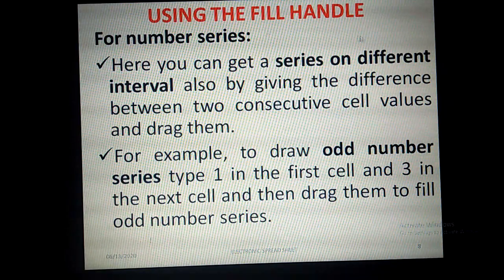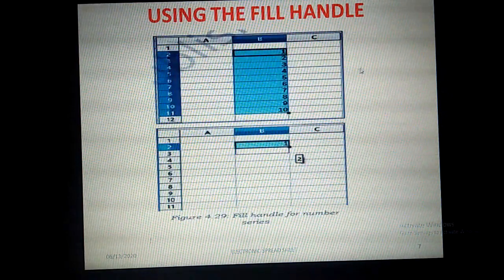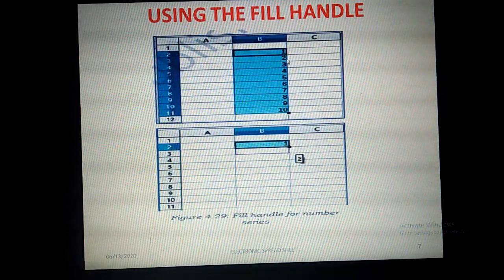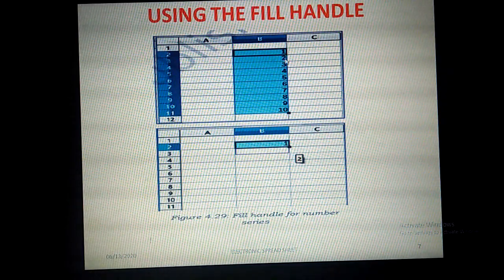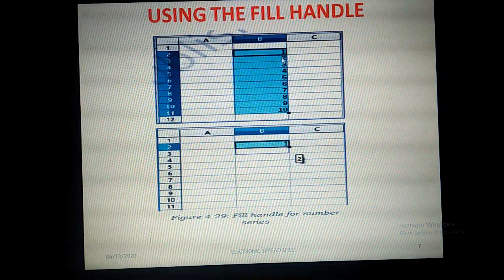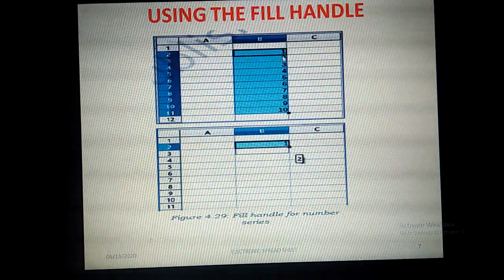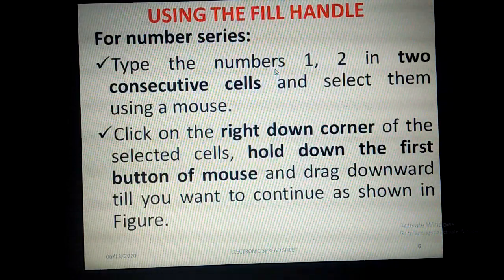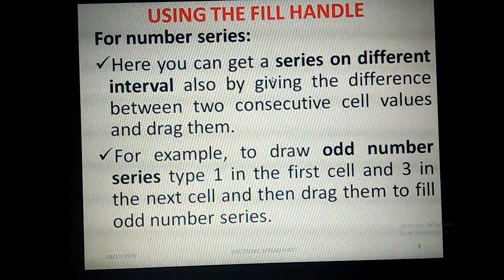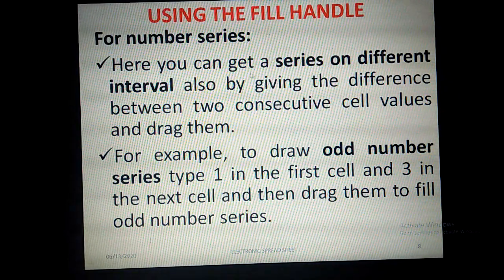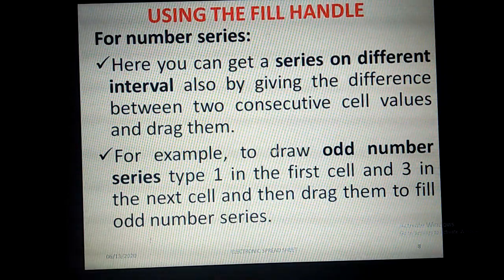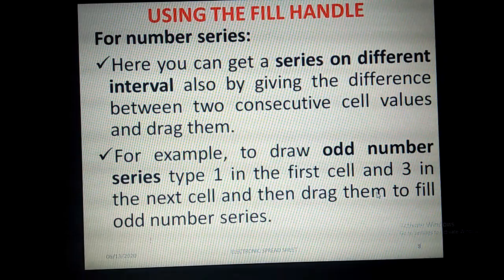So here you can get a series at different intervals. In the example we have seen, the interval between 1 and 2 is 1 only, that is 2 minus 1 is 1 and 3 minus 2 is 1. So for every number the interval is 1. Like that we can enter odd numbers also, even numbers also. You can get a series at a different interval by giving the difference between two consecutive cell values and dragging them. For example, to draw an odd number series, type 1 in the first cell and 3 in the next cell, then drag them to fill the odd number series.